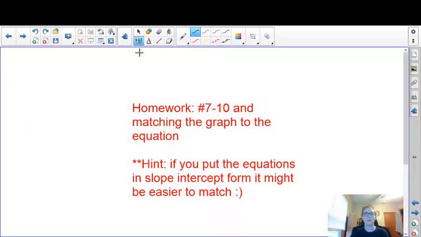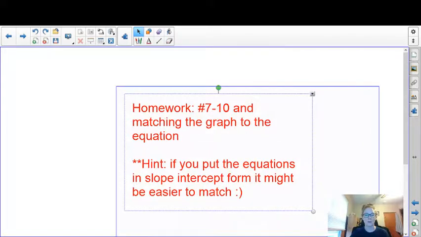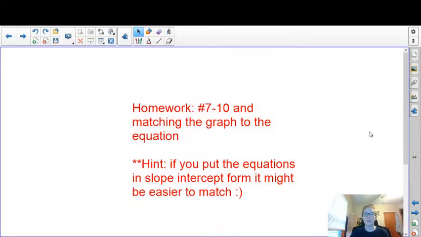All right, there is your homework. These are part of your cookie packet, so please get those done.